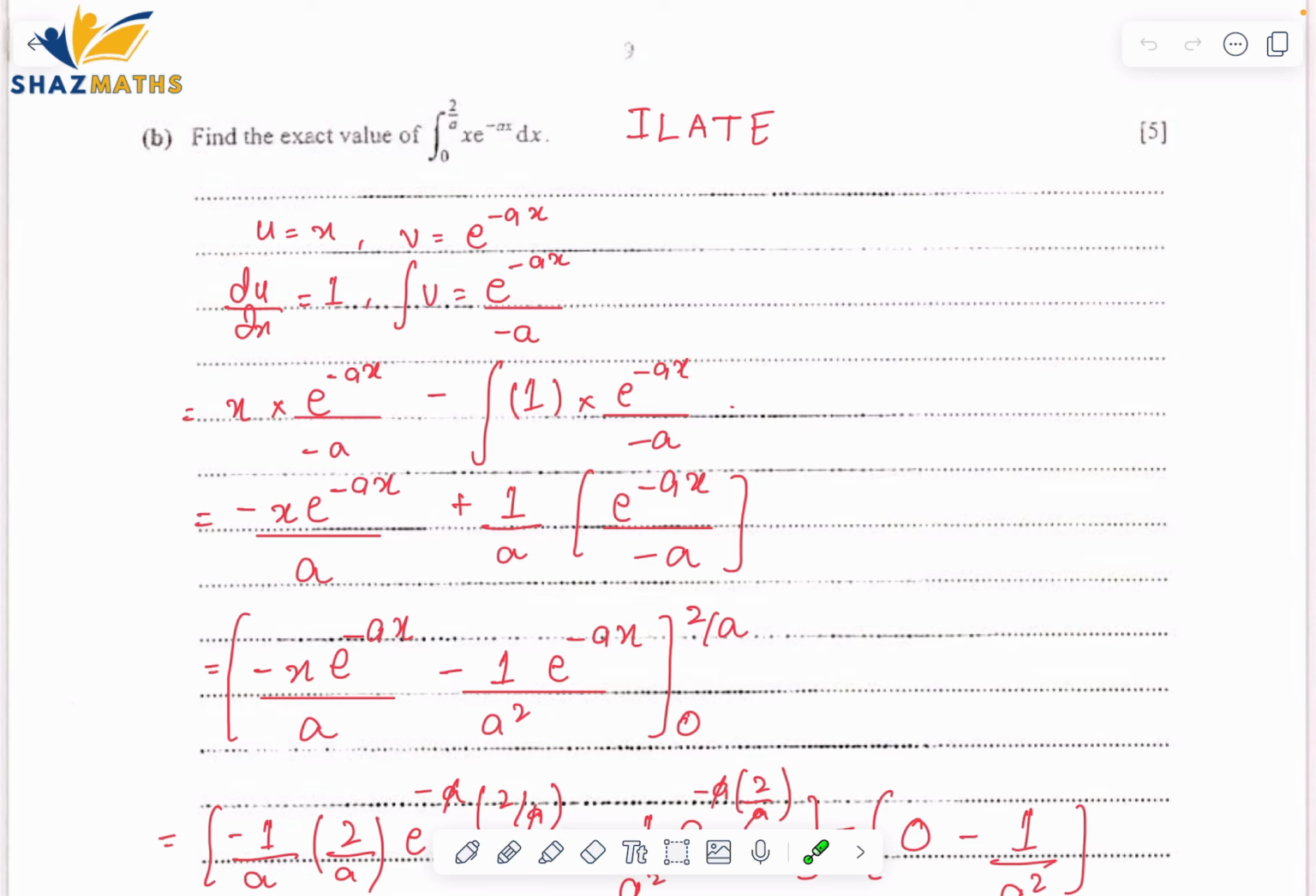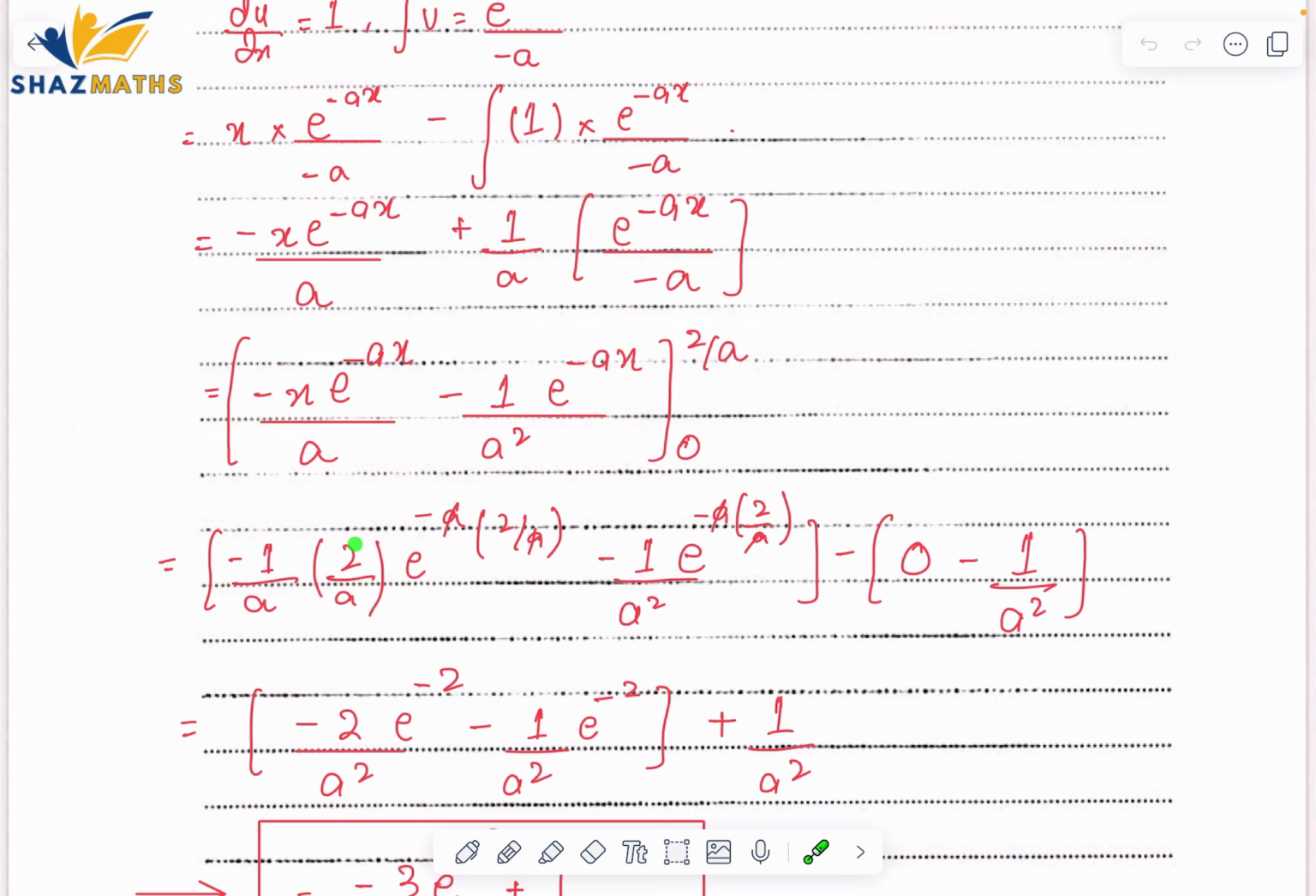We'll take the derivative of u first and the integral of v first so that it will help us in our further calculations. So here we have applied the formula for integration by parts: u multiplied by the integral of v, minus the whole integral of the derivative of u into the integral of v. We'll simplify this and we'll put the limits.